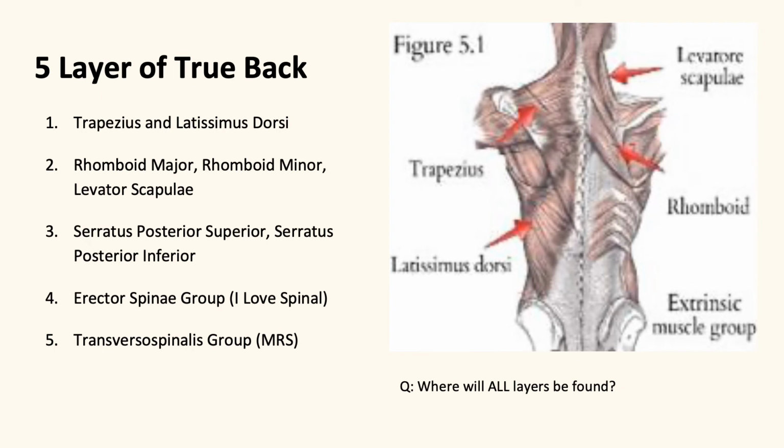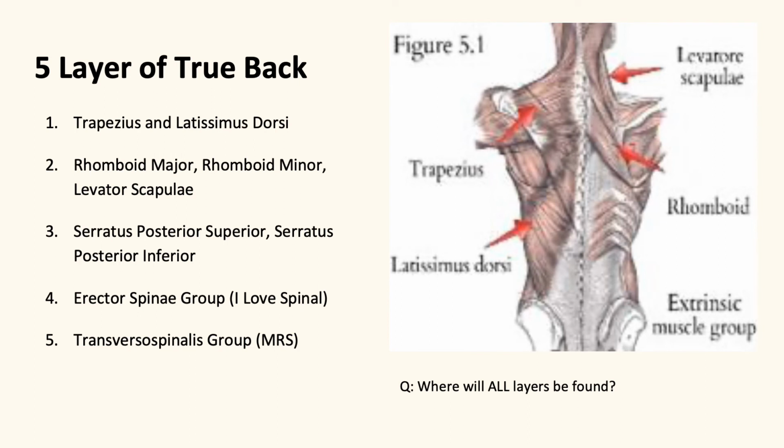Finally, the deepest layer, that layer 5, is the transversospinalis group, so the Mrs. group. That's going to be your multifidus, your rotators, and your semispinalis. So obviously it's important to know which one the spinalis versus the semispinalis belongs to. And that's where the I love spinal mnemonic helps, because spinal is right in that name.